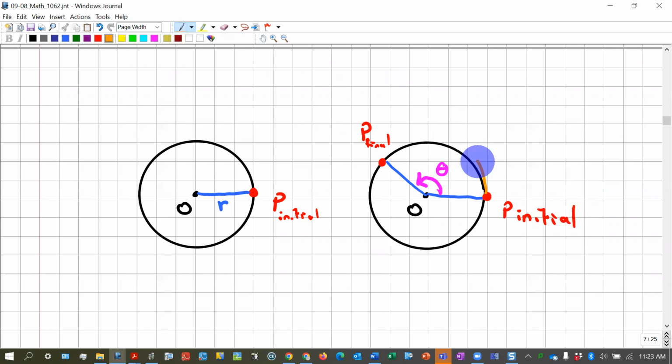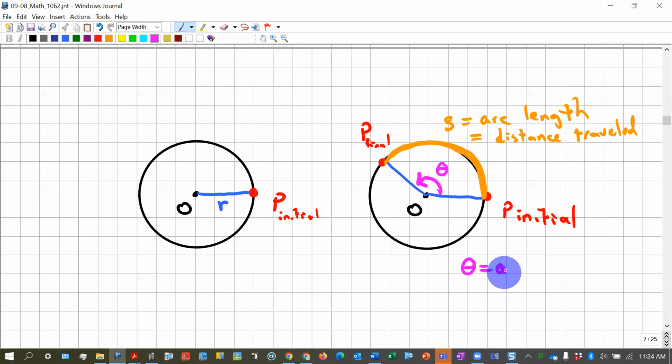So this S equals the arc length, equals the distance traveled, and the theta equals the angle through which the circle was rotated.